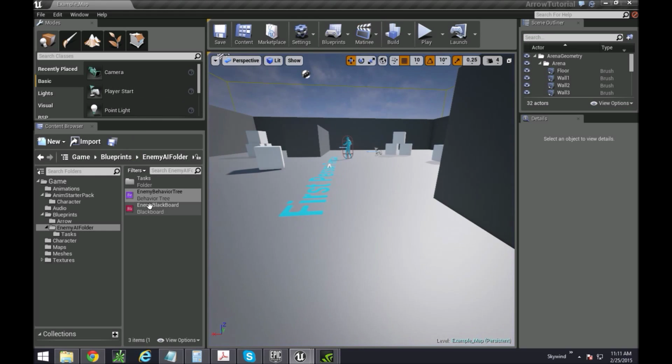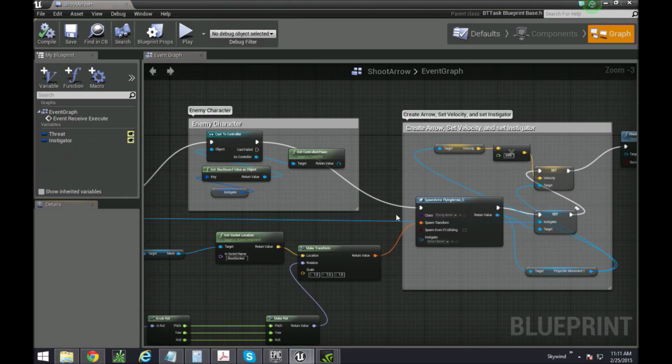Okay. So over here, we're going to go back to the shoot arrow event and start working on some of the other stuff.